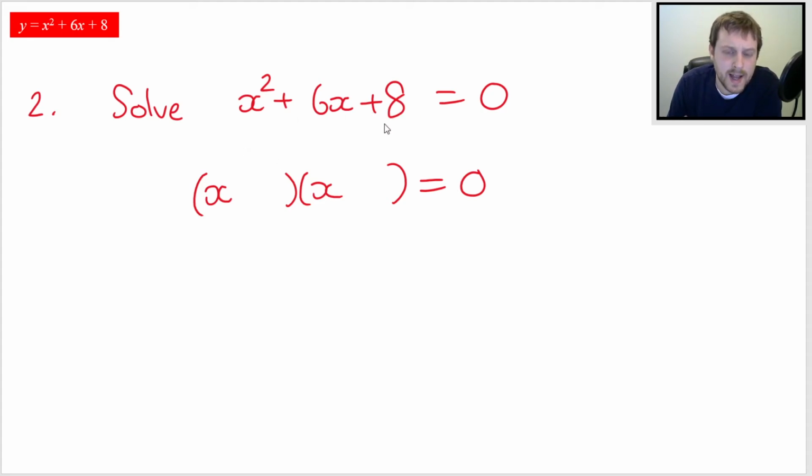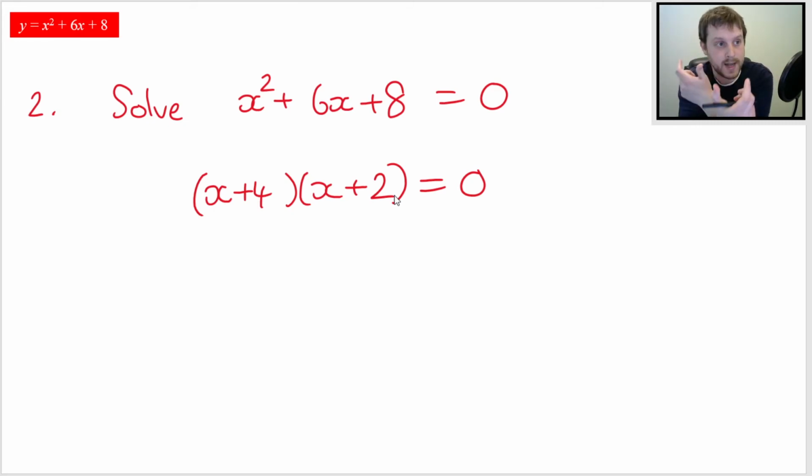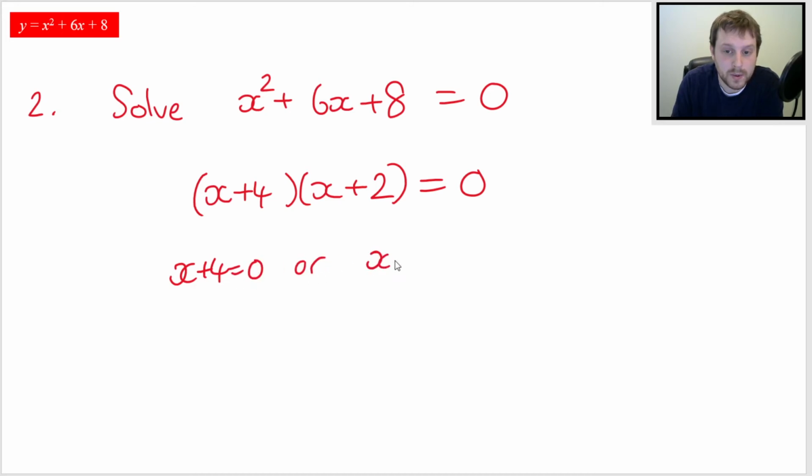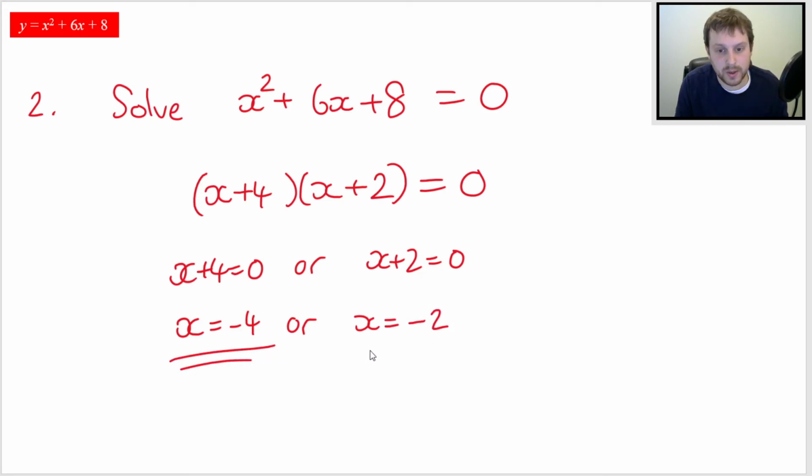So anyway, it's got to multiply to make 8 and add up to make 6. So for me, that's plus 4 and plus 2. Remember, if you'd written x plus 2 and x plus 4, it's the same because it's a product. It doesn't matter what order you multiply in. So anyway, x plus 4 is 0, or x plus 2 is 0. So x would have to be minus 4, or x would have to be minus 2. So here are your two solutions.